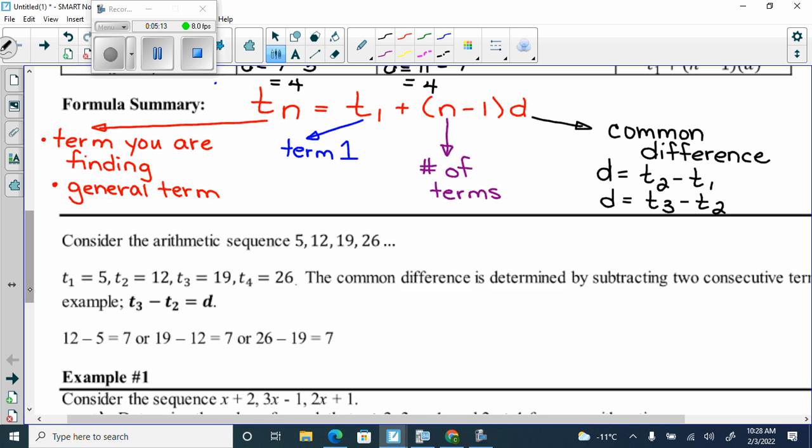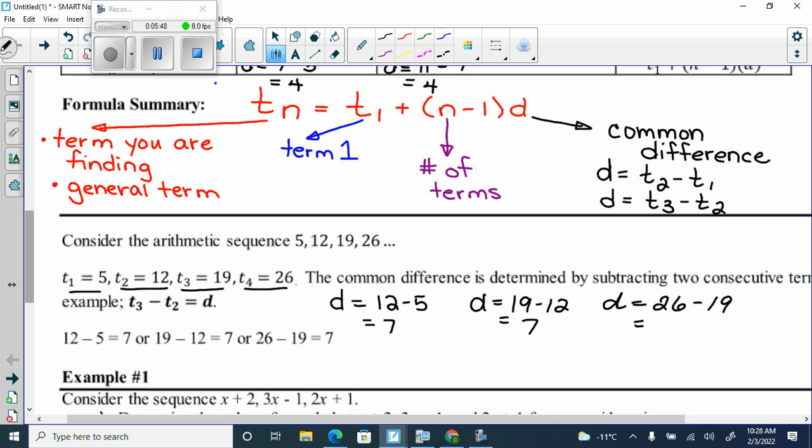So here it says, consider the arithmetic sequence 5, 12, 19, 26. Term 1 would be 5, term 2 would be 12, term 3 would be 19, term 4 would be 26. The common difference is determined by subtracting two consecutive terms. So I could do term 2 minus term 1, right? I could do 12 minus 5, which is 7. Or I could do 19 minus 12, term 3 minus term 2, which is 7. Or I could do term 4, which is 26, minus term 3, which is 19, which is still 7.